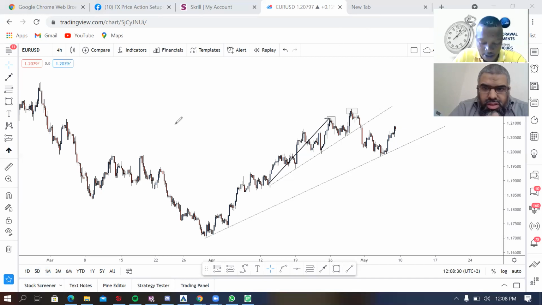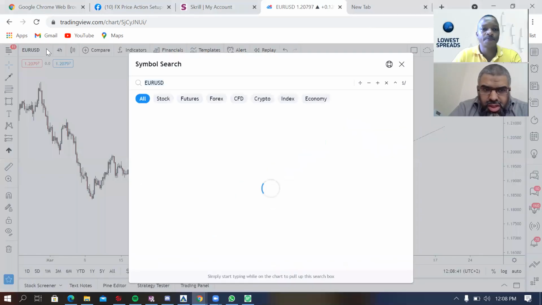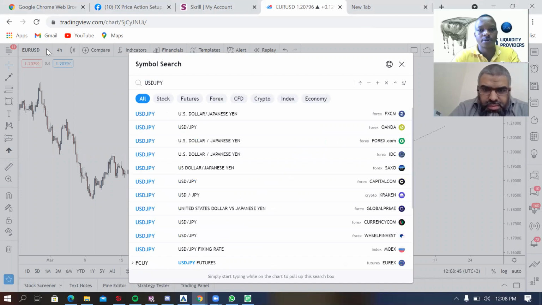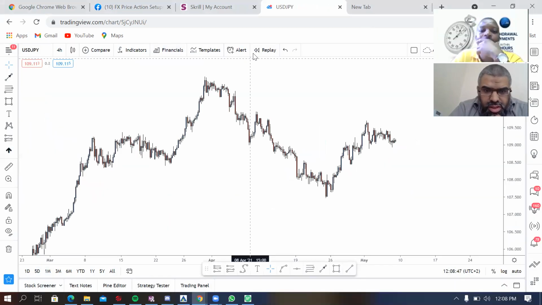So, let me check how many minutes we have left. It still doesn't give us how many minutes we have, which means it's still got more. Okay. We have USDJPY. It's a dollar yen.